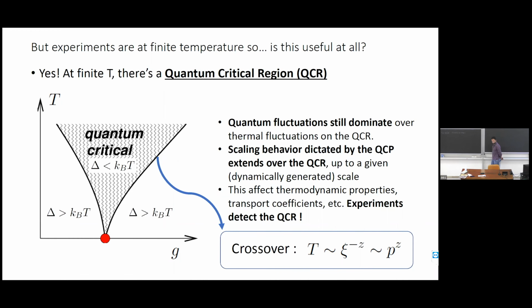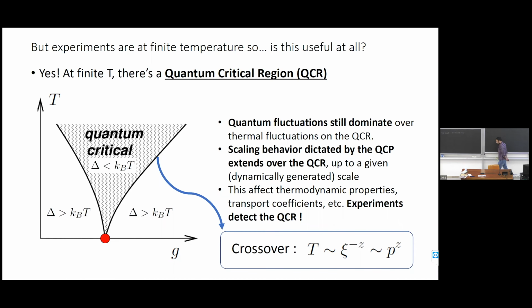So it makes sense to compare these two, and we will find that generically there's an extended region above a critical point in which delta is less than the temperature. And this physically means that quantum fluctuations are still energetically favored. And so they dominate the low energy processes in this region. So given that, one would expect these properties corresponding to the critical point to extend to scaling behavior across this region.